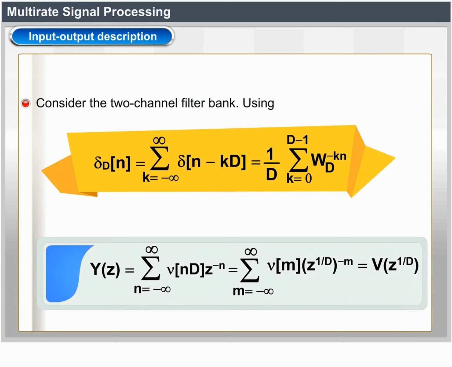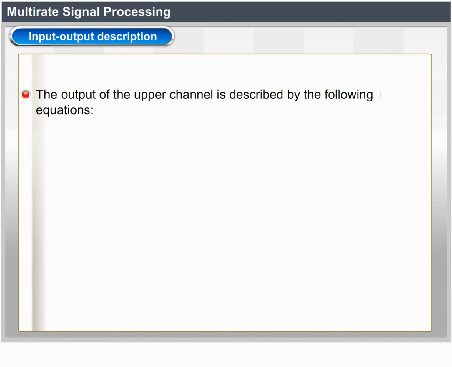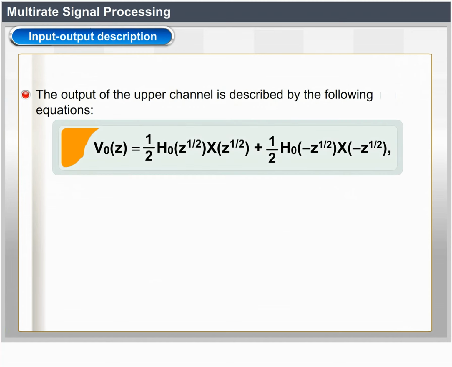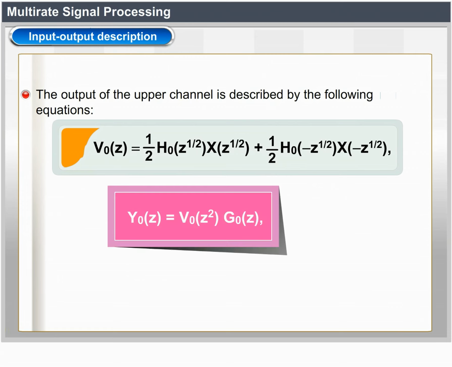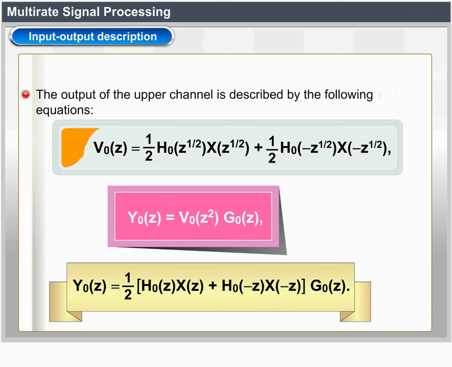The output of the upper channel is described by the following equations. V_0(z) equal to 1/2 H_0(z^{1/2}) X(z^{1/2}) plus 1/2 H_0(minus z^{1/2}) X(minus z^{1/2}). Y_0(z) equal to V_0(z^2) G_0(z). Y_0(z) equal to 1/2 [H_0(z) X(z) plus H_0(minus z) X(minus z)] G_0(z).